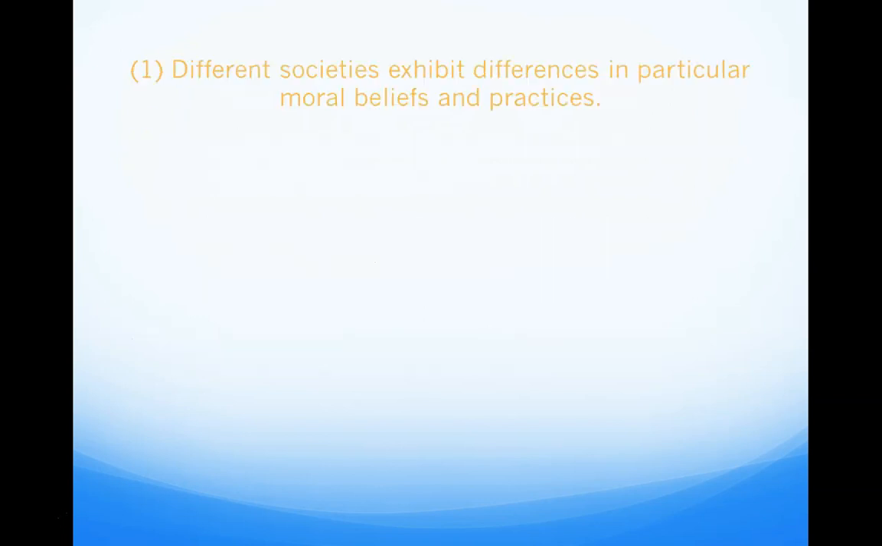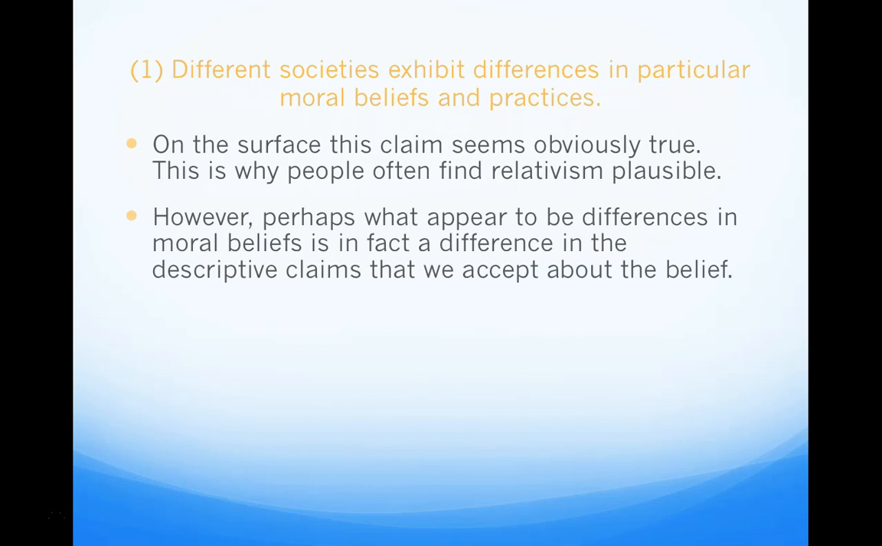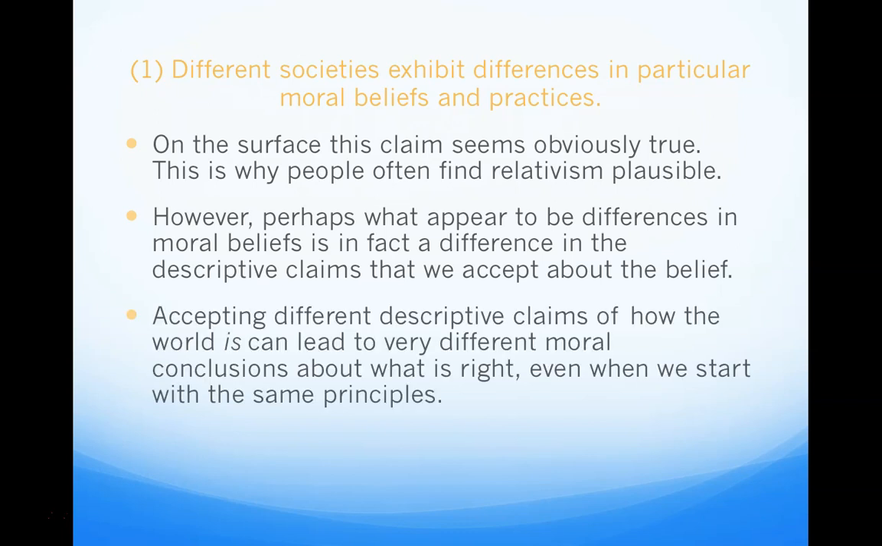All right, let's investigate the first premise. Different societies exhibit differences in particular moral beliefs and practices. On the surface, this claim seems obviously true. This is why people often find relativism plausible, because it definitely seems like different societies exhibit differences in particular moral beliefs and practices. However, perhaps what appears to be differences in moral beliefs is in fact a difference in the descriptive claim that we accept about the belief.